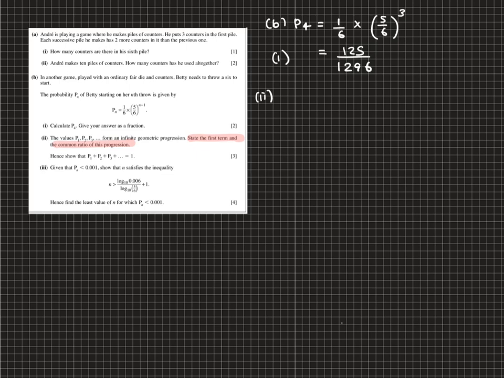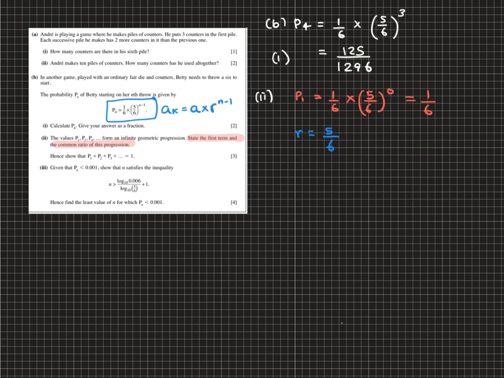So the first term will of course be P1, which is equal to 1/6 multiplied by 5/6 to the power of 0, which is just 1/6. Now, the common ratio you can hopefully see from the format is 5/6 because you're clearly multiplying by 5/6 each time. And this result here has the same format as Ak equals a multiplied by r to the n minus 1. So we can hopefully see that the common ratio is 5/6.